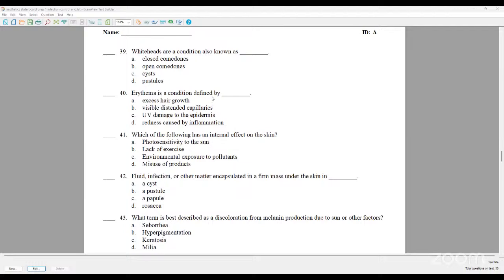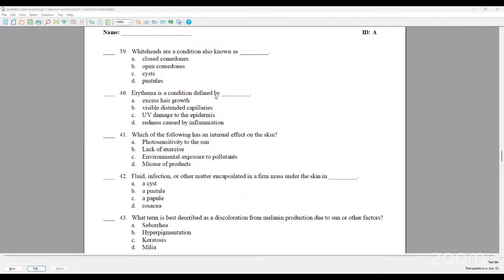Okay, 40. Erythema is a condition defined by rashes caused by inflammation, redness caused by inflammation. Correct. So 40 is D. Go ahead, Miss India. And 41. Amber, did you get to see it? I still can't see it. Okay. I sent you a picture. I cannot see it.